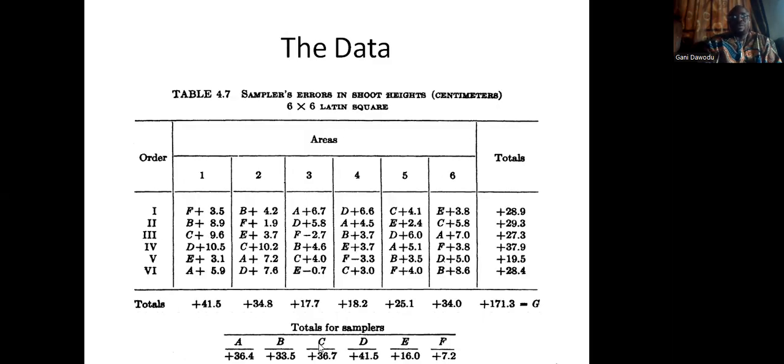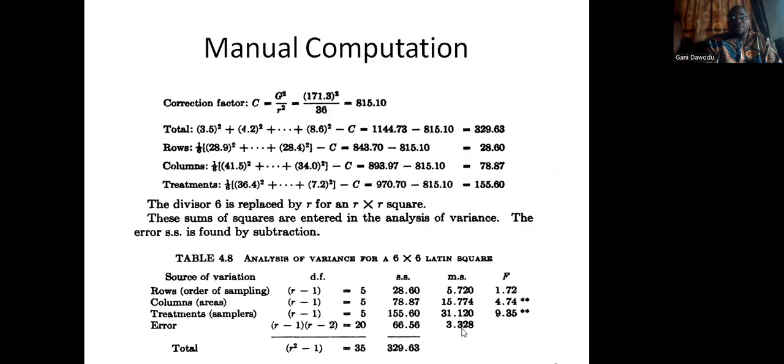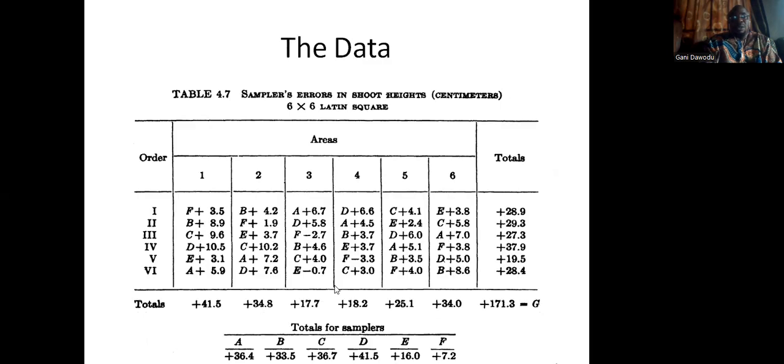4.7. That's the data table. All right. These are the samplers. There's a randomization process in the form of the Latin square design. All right. So that's the data, and it's indeed a 6 by 6.